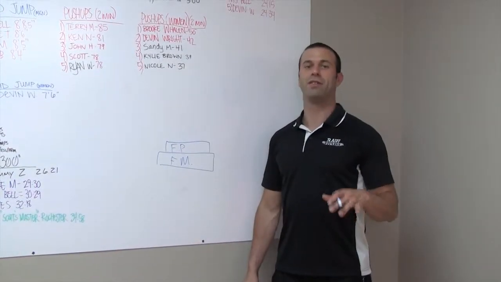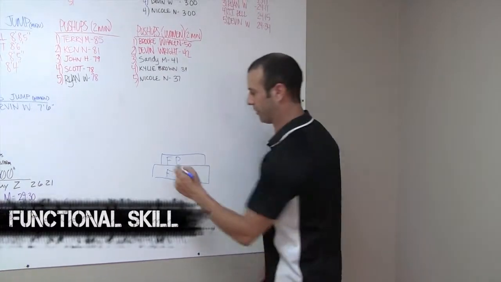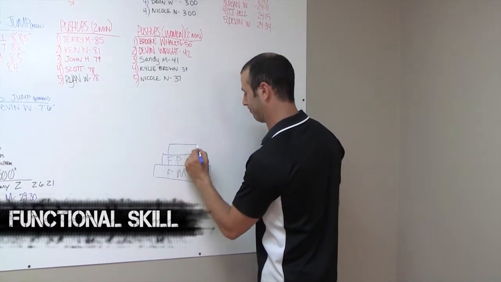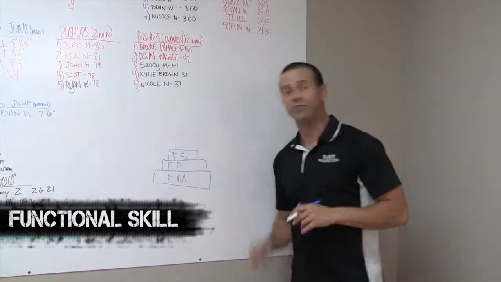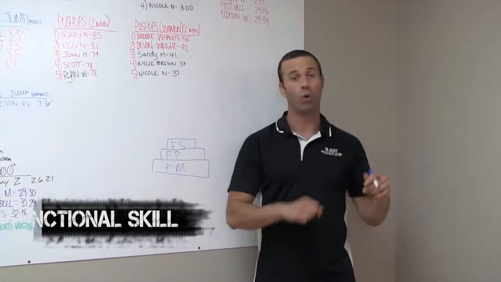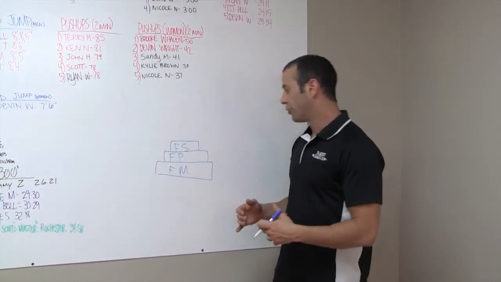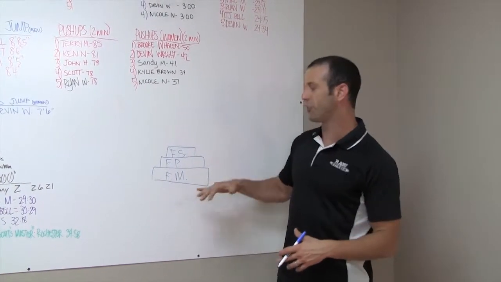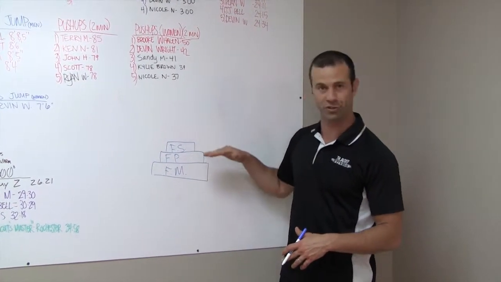All right, and the last layer on our performance pyramid is what we call functional skill. Again, functional skill: does the athlete have the ability to sink a putt or a free throw or hit a baseball? These are your more sport-specific activities. So this is our performance pyramid: functional movement, functional performance, functional skill.